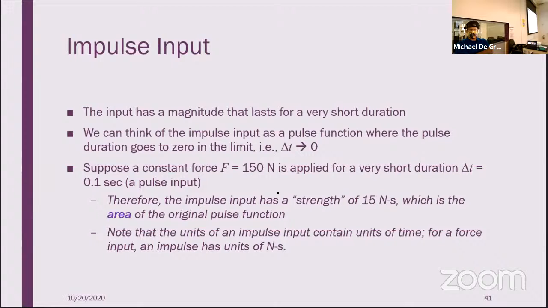So let's talk about this number. Suppose I have 150 newtons, and I apply it over a very short duration of 0.1 seconds. The pulse input goes up, on, turns off, for 0.1 seconds. The strength of this is 15 Newton seconds. So it's 150 newtons times 0.1 seconds. I've got 15 Newton seconds of strength here, and that is the area under my curve, the area under that pulse.